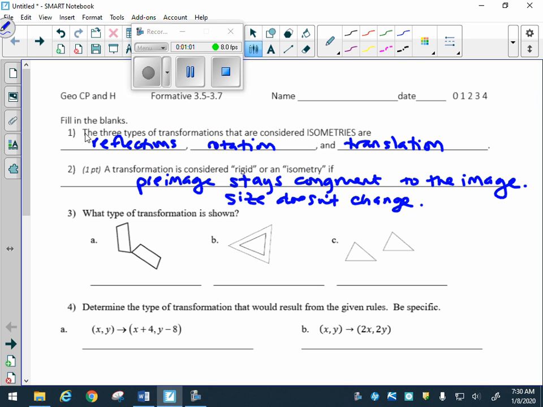This is a point right here. This rotates, spins on this point, so that's a rotation. This one, we don't know which one's the preimage and which one's the image, but clearly one is bigger than the other one. So this is a dilation. We don't know if it's enlargement or reduction because we don't know which one came first, but they're both considered dilations. This is just sliding over, so it's a translation.